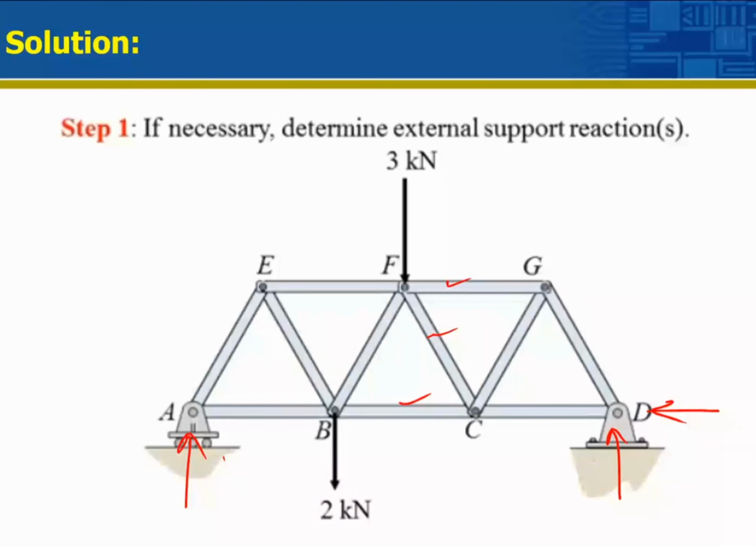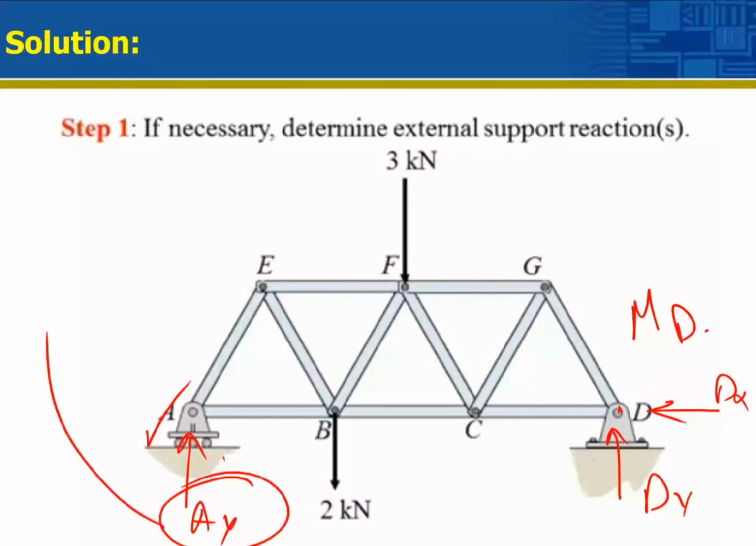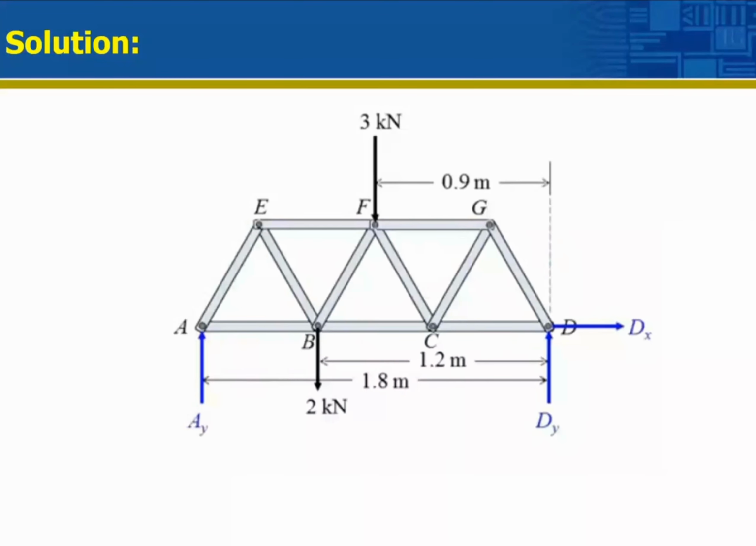I've got AY, I've got DX, DY, not interested in DX, DY, more interested in this A. So I will take a moment at point D. I will be able to get AY out. Am I right? Yes, sir. So if I've got AY out, it means I have this value, and now I can start my analysis. This is basically taking moment and you're getting your AY out.